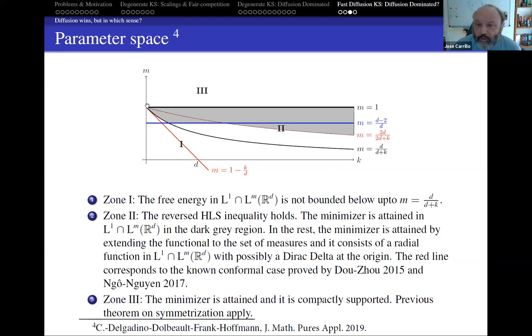So here it deviates, it gives you this curve, and that's the curve that gives you the relation for having minimizers of the energy when you are above that curve, and below that curve, in region one, the free energy is not bounded below like it was happening before. So in fact, the line m equals one minus k over d is not the right line making the difference between diffusion dominated and aggregation dominated when m is less than one. It's this curve now, which is m equals d over d plus k.